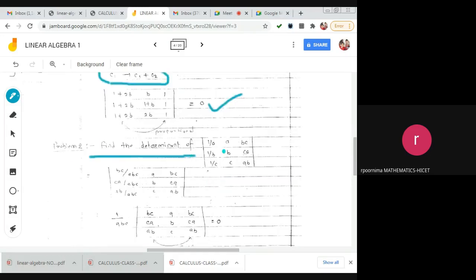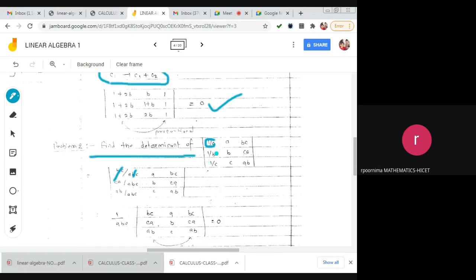Next, find the value of the determinant with first row 1 by a, b, c; second row 1 by b, b, c, a; the third row 1 by c, c, a, b. So first, instead of 1 by a, you can write bc by abc. That means your bc and bc get cancelled. Remaining, you will be getting 1 by a.